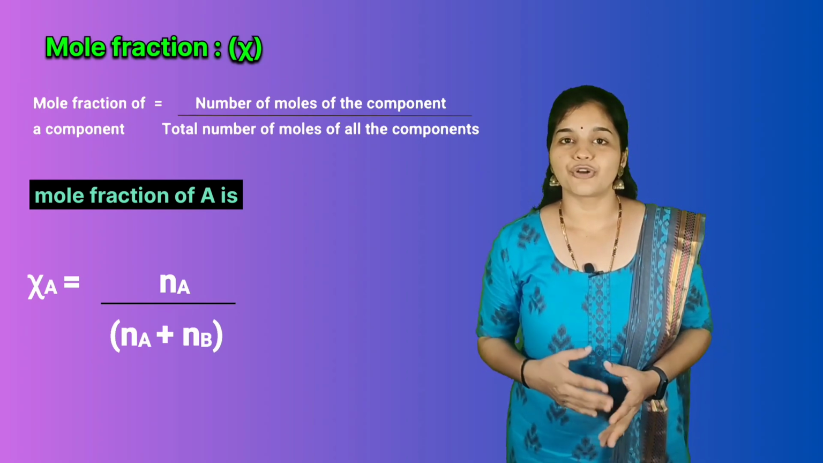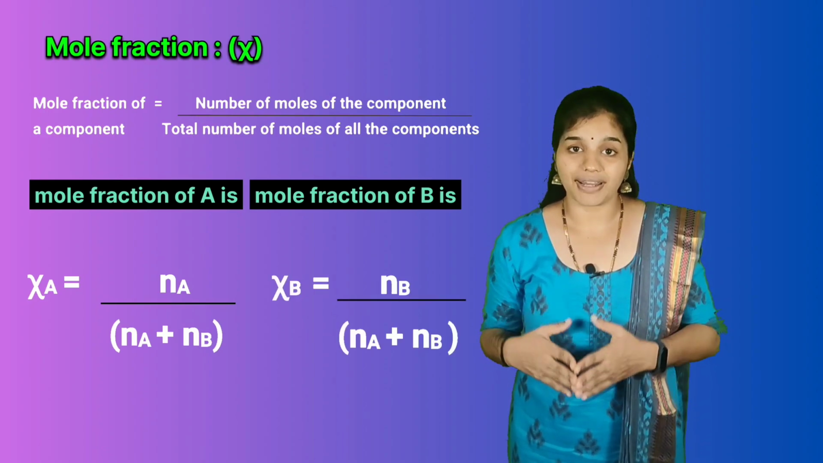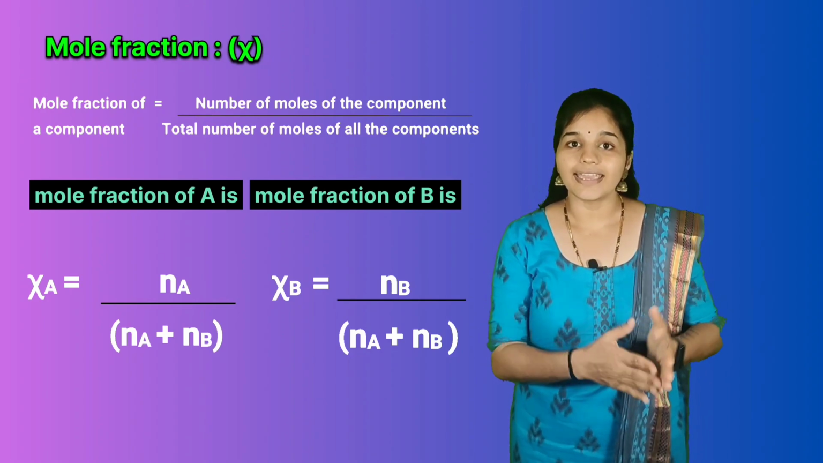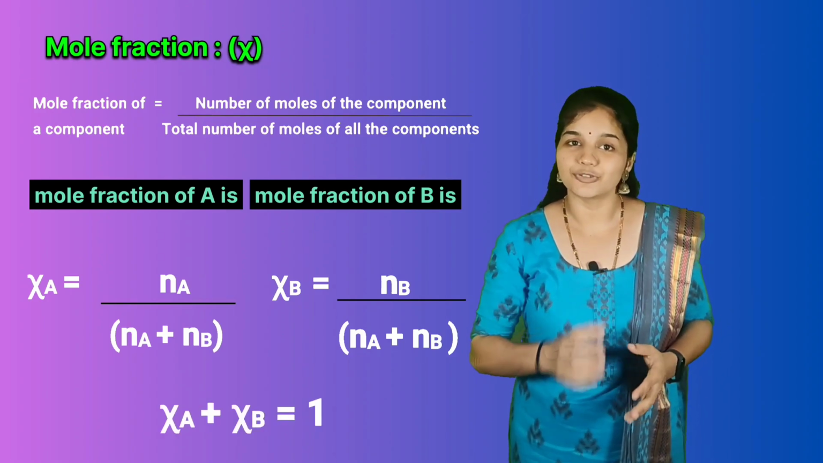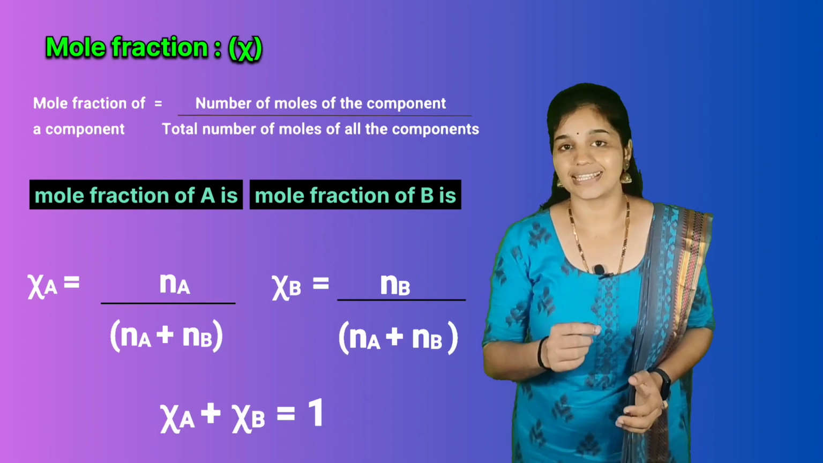Similarly, the mole fraction of component B, chi B, is equal to Nb divided by Na plus Nb. Also we have chi A plus chi B is equal to 1. That is, the sum of all the mole fractions is unity.